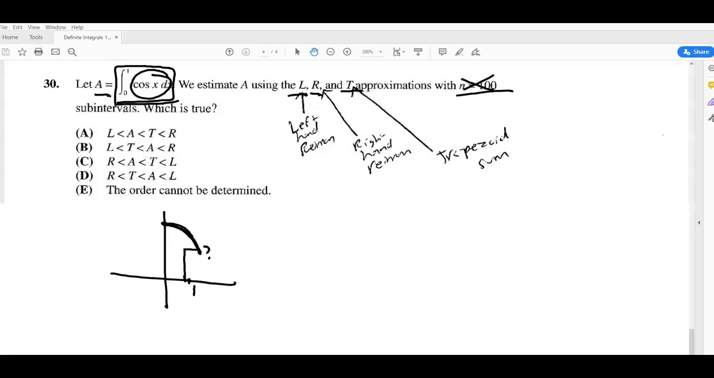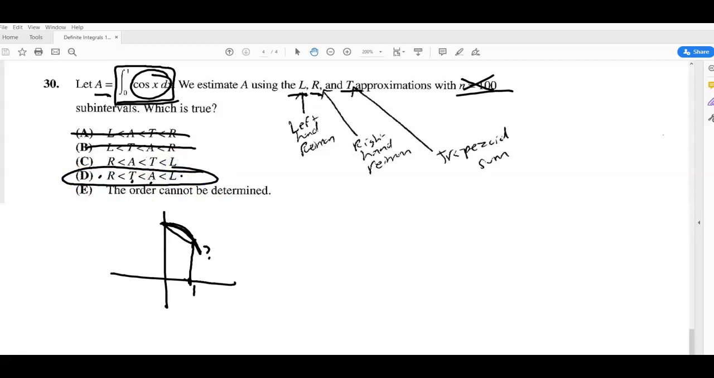Okay, so now what? Trapezoid sums. Well, if you did a trapezoid, I'll just do one. They say do 100, but it doesn't matter. What do you notice about the trapezoid? The trapezoid is going to be an underestimate also. So the trapezoid is less than the actual area. So left-handed sum is the biggest, right-handed sum is the smallest, trapezoid needs to be less than area. There's your answer. So that's kind of a cool question.